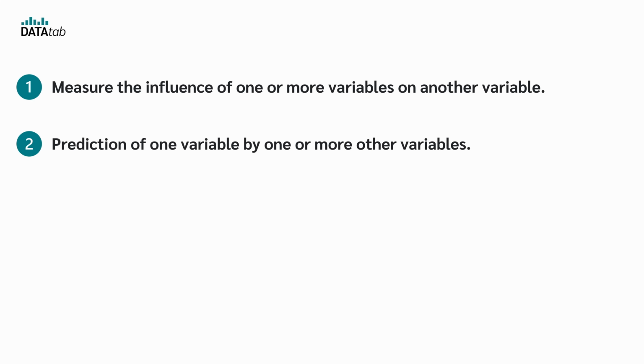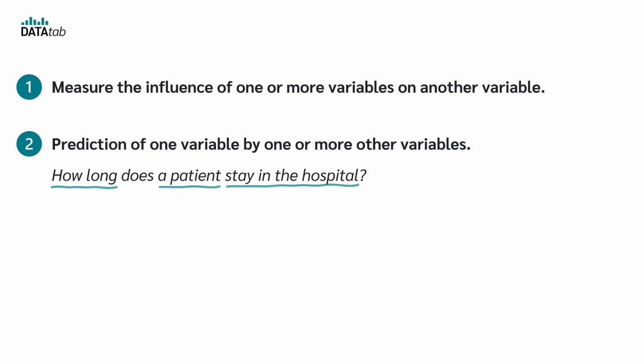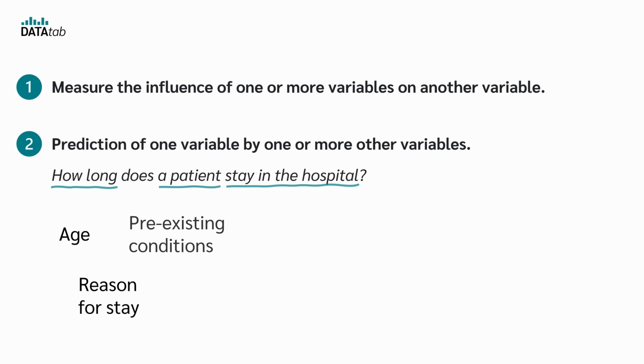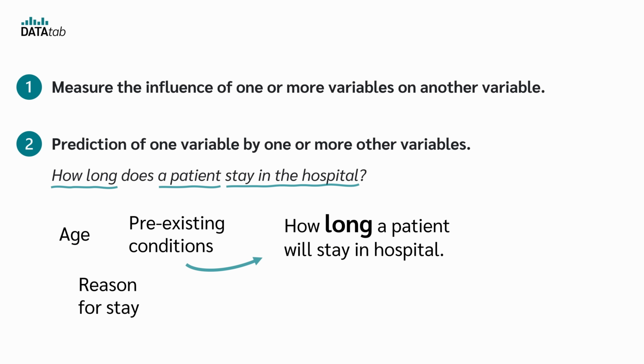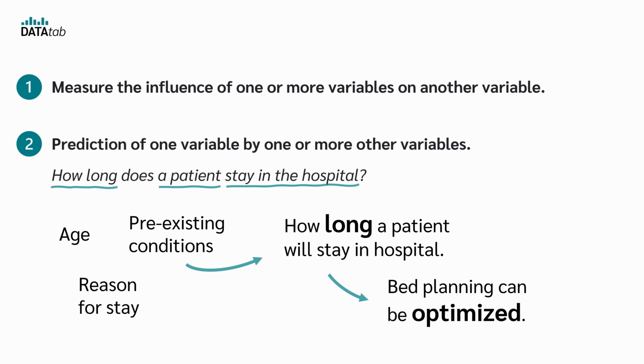The second area, using regression for predictions, is more application-oriented. To get the most out of hospital occupancy, you might be interested in how long a patient will stay in the hospital. So based on the characteristics of the prospective patient, such as age, reason for stay, and pre-existing conditions, you want to know how long that person is likely to stay in the hospital. Based on this prediction, bed planning can then be optimized.